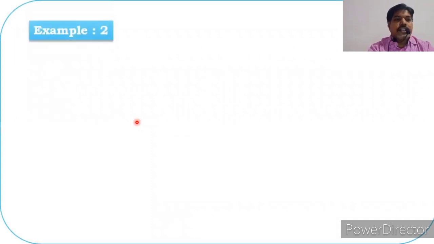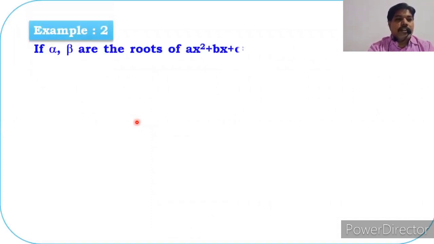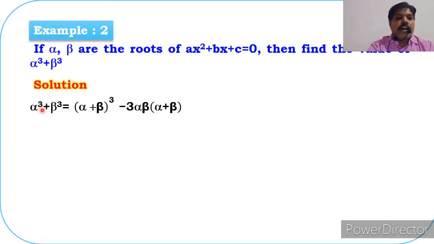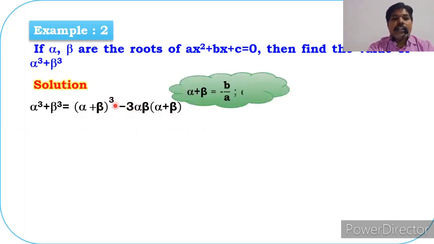And also next, see one more problem here in the same manner. If alpha comma beta are the roots of the equation ax square plus bx plus c is equal to 0, then find the value of alpha cube plus beta cube. So first of all you have to understand what the a cube plus b cube formula is: a plus b whole cube minus 3ab into a plus b. So already you know the two formulas: alpha plus beta value is minus b by a and alpha into beta value is c by a.